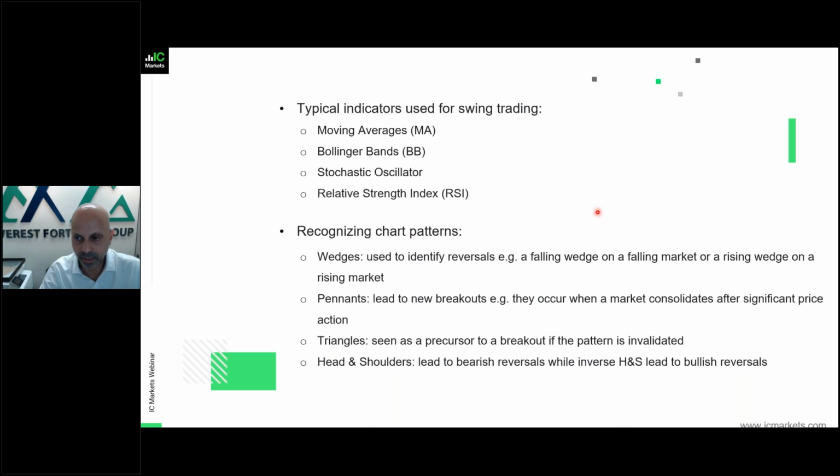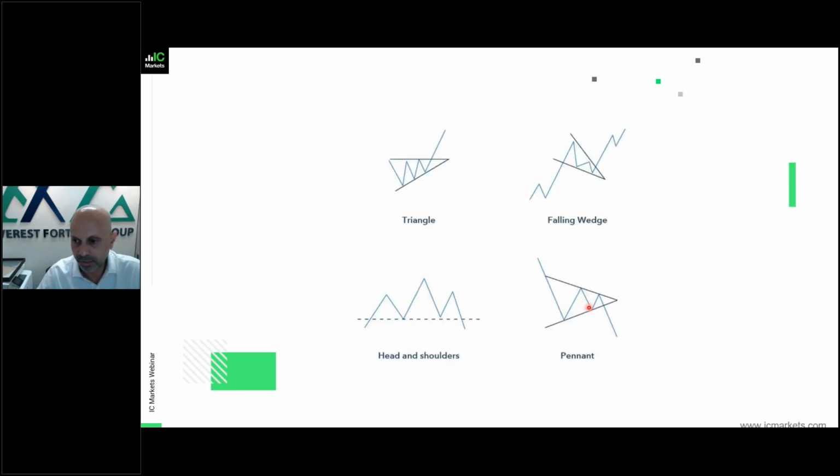All right, pennants. Pennants lead to breakouts, which could be either to the upside or the downside. They can occur when markets consolidate after a significant price move. As you can see, this is a pennant. In this example, price has pulled back very sharply and is now consolidating within a price range and contracting equally. So you can see the pennant being formed, and price could break out either to the upside or to the downside.